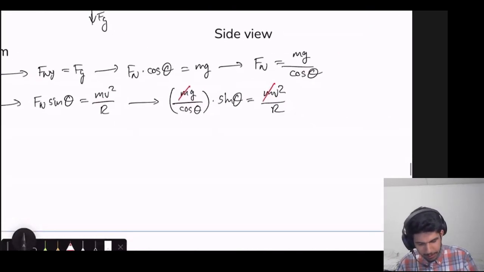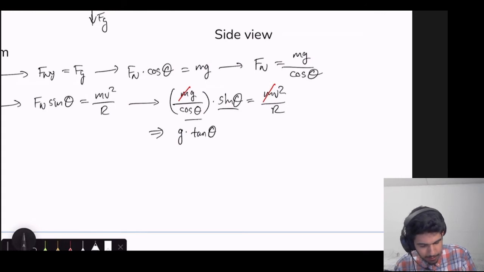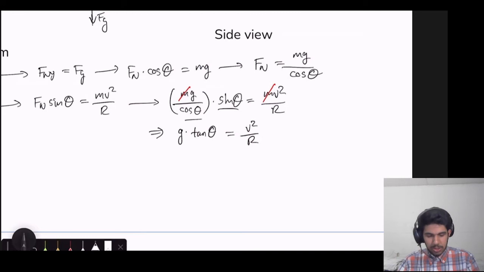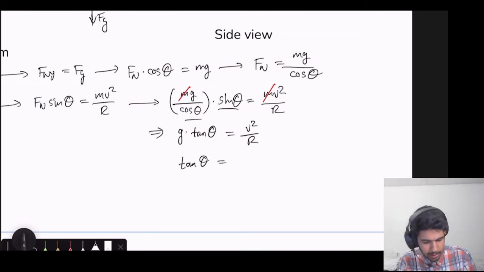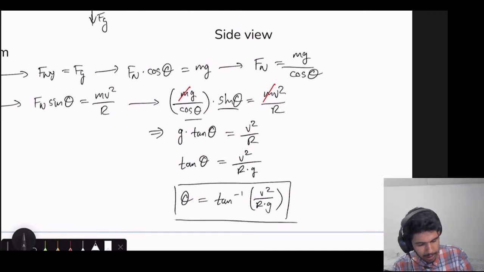So let's just simplify this a little bit. This tells us that g times sine theta over cosine theta, so let's just say that that is tangent of theta, equals v squared over r. And we're solving for theta, so let's just isolate that. Tangent of theta equals v squared over r times g. So theta equals the inverse tangent of v squared over r times g, and that is our answer.